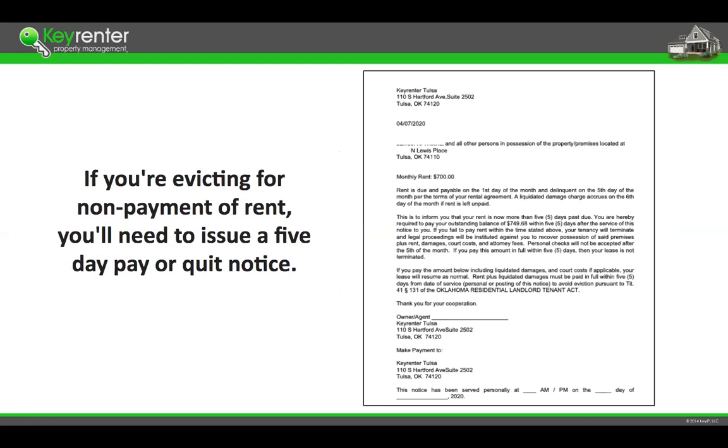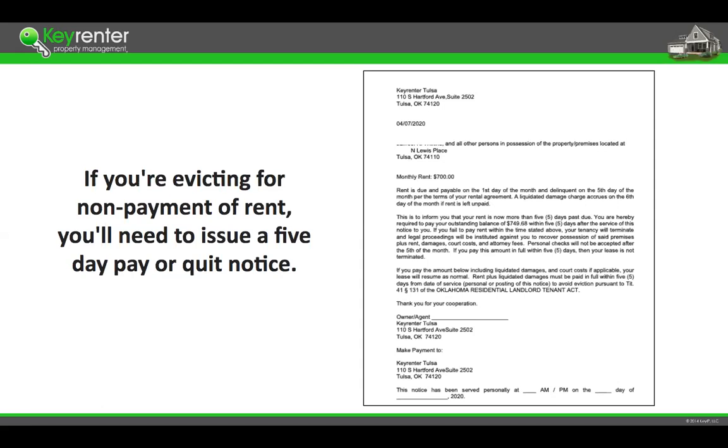If you're evicting for non-payment of rent, the first step is that you'll need to issue a 5-day pay or quit notice. Generally speaking, let's talk about our process. Rent is due on or before the 1st. We have all sorts of leases that have been passed over to us that we've absorbed or inherited because we've taken properties on in the middle of their lease cycle.